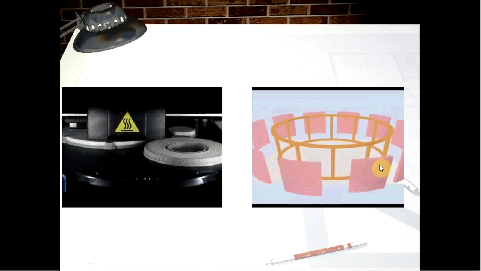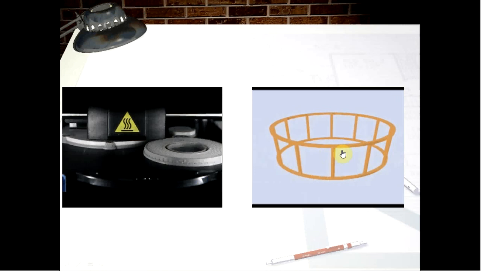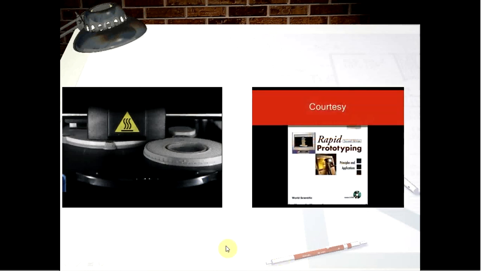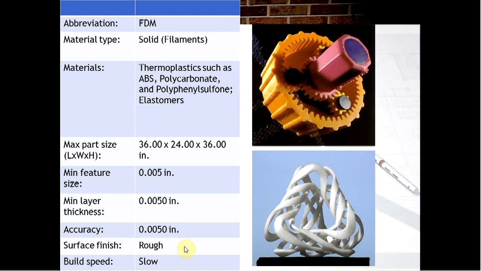This pattern will be generated. This pattern you will be able to use after some time. Okay. Next are some specifications related to FDM. Solid filaments, material thermoplastics, ABS is used. Maximum part size is 36 by 24 by 36 inches. Actually it depends on cost, which type of FDM you have bought. Minimum feature size is 0.005. Minimum thickness of the layer is 0.0050 inches. Accuracy is 0.0050 inches. It's good accuracy.